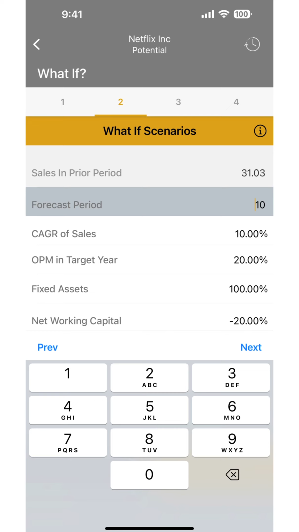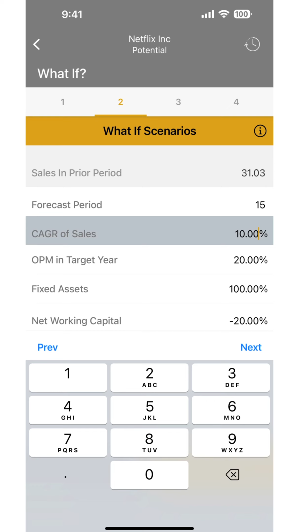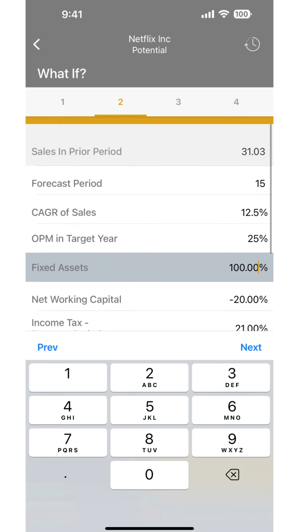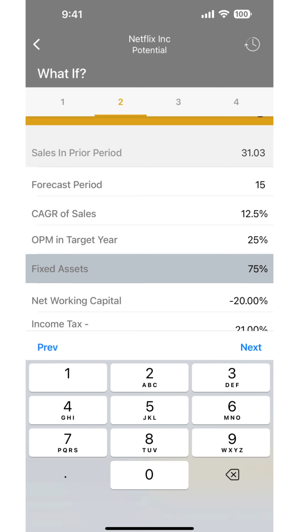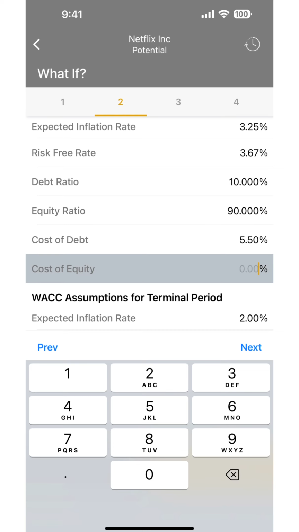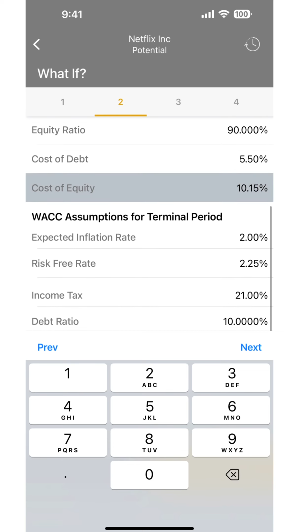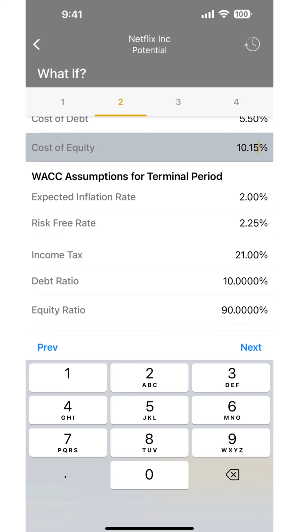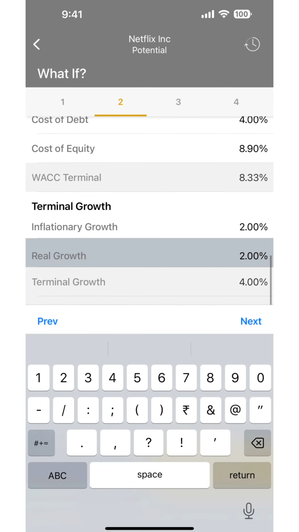Forecast period is increased from 10 years to 15 years. CAGR of sales is from 10% to 12.5%. Operating profit margin is increased from 20% to 25%. Cost of equity is reduced from 11.32% to 10.15% by reducing the beta from 1.18 to 1. Finally, we reduce the terminal real growth from 2% to 1.5%.